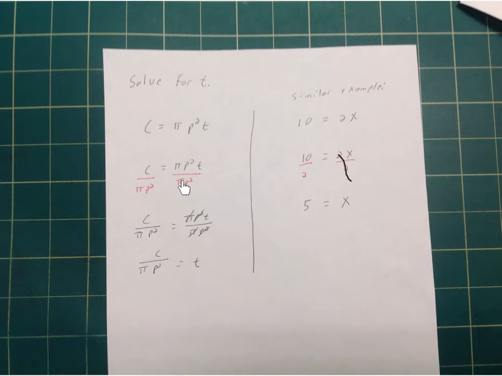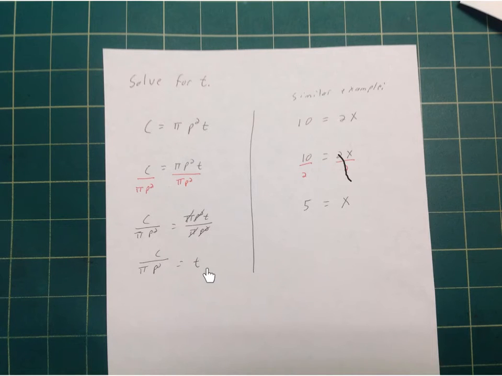What you do to one side, you must do to the other side. And so when you divide this side by pi p squared, the pi's drop out, the p squareds drop out, leaving you with the t, which is your objective. And you also divide this side by that, and this is the answer.